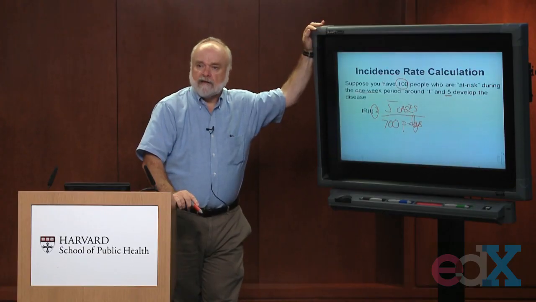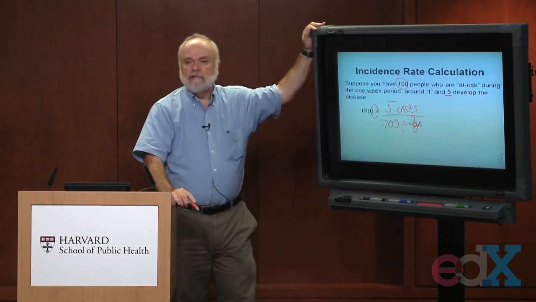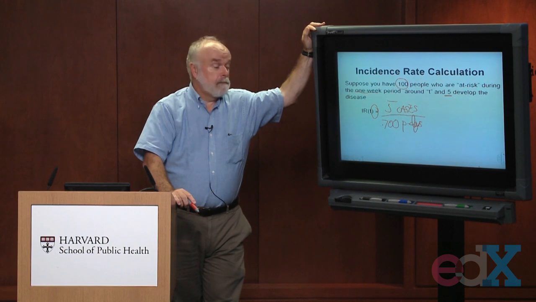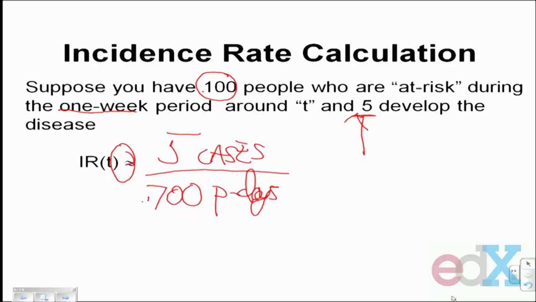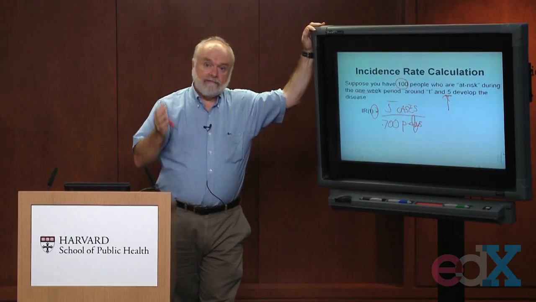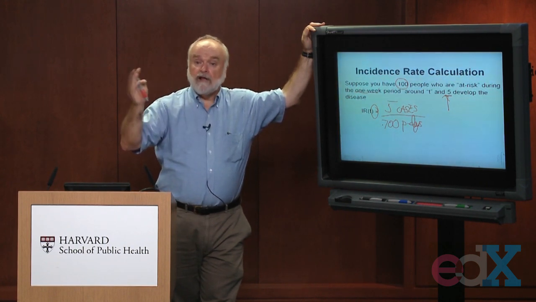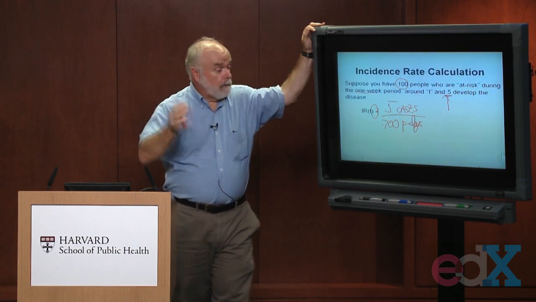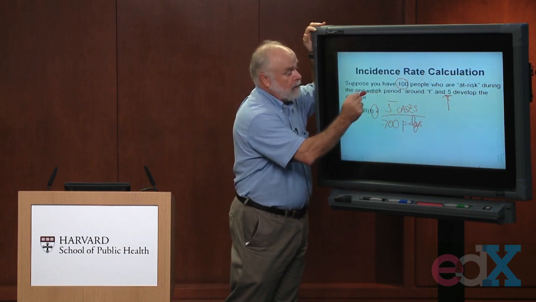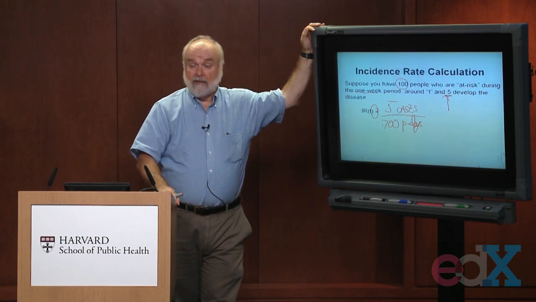Now, why do I say approximately? Because I really don't expect to see 700 days of observation for everyone during that 1 week period, because 5 people develop disease during that week. Those 5 people, if they developed it at the beginning of that week, do not give me 7 days of follow-up for which they are at risk of developing disease. So what I'm doing here is I'm taking 100 people, multiplying them by 1 week being 7 days. Therefore, 100 times 7 days is 700.